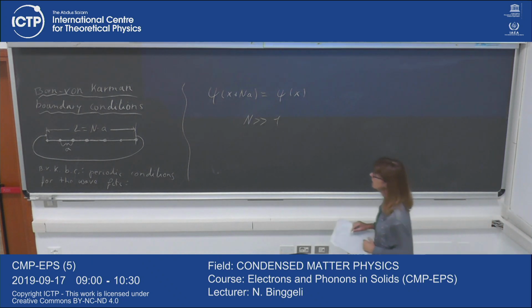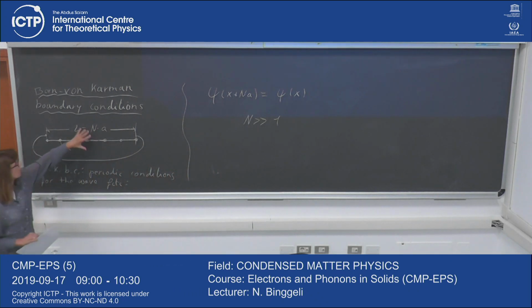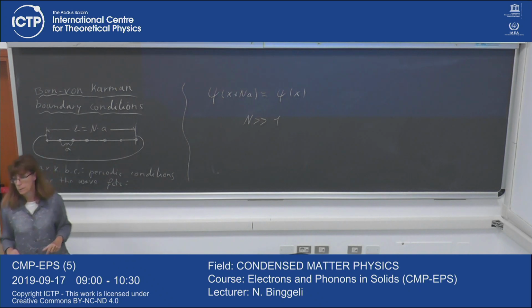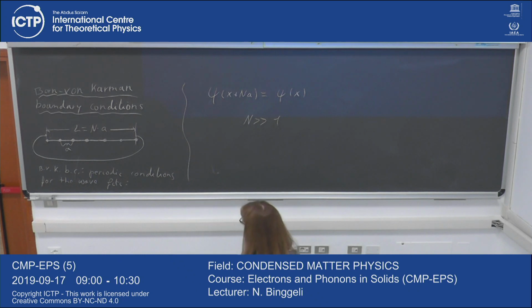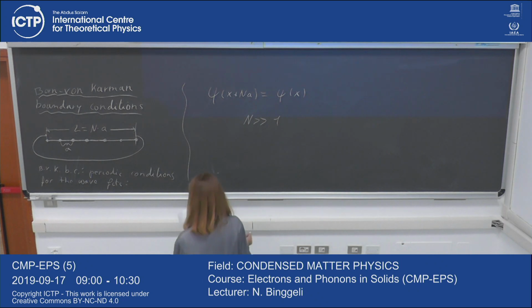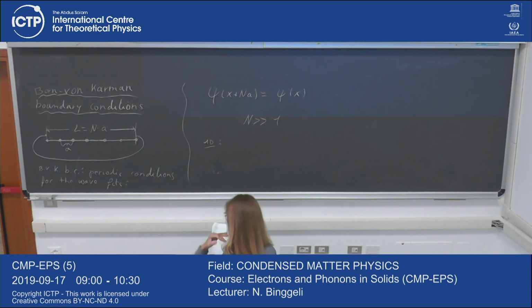Basically, when n is very large, one expects that in the bulk part, in the central part, the properties will not depend on the specific boundary conditions. So we will consider n very large, and in the end, later on, we'll take n goes to infinity. But for the moment, to discuss things, we have to remain finite. Okay, so let's see what we obtain in one dimension with this boundary condition.